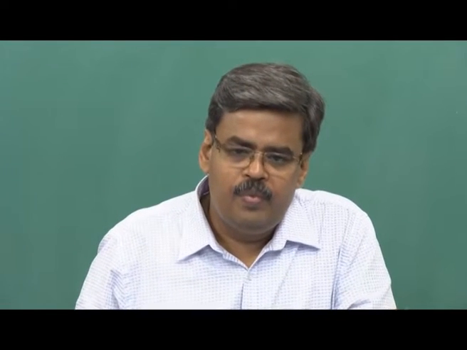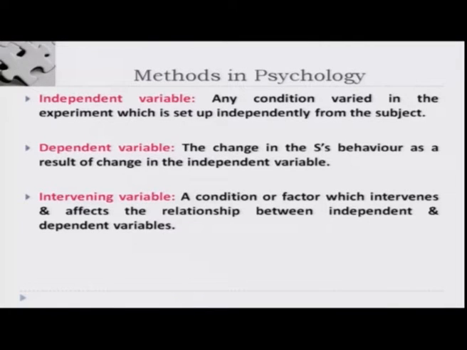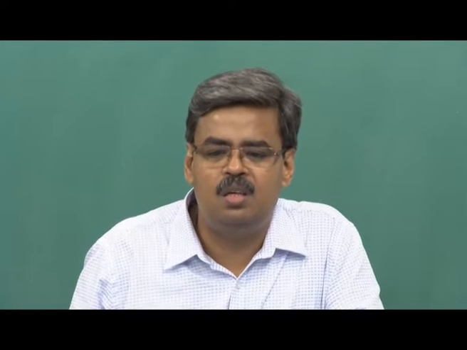Now, independent variables are the conditions that are varied in the experiments. Dependent variables are the changes that take place as a consequence of changes in the independent variable, and then we have the intervening variables, the extraneous variables. These are the variables which affect the relationship between the independent and the dependent variable. If you can predict them, of course, there are methods of controlling them. And there is also a chance that there could be certain variables which you did not predict, but they do affect the relationship.